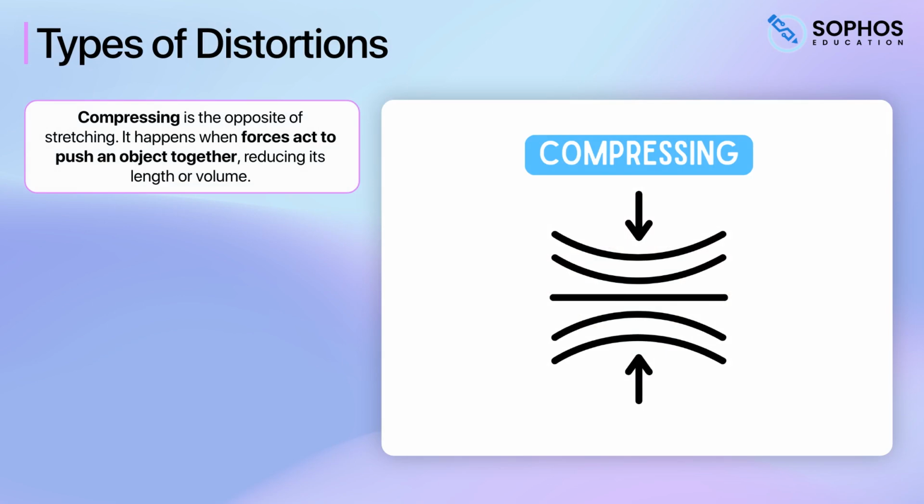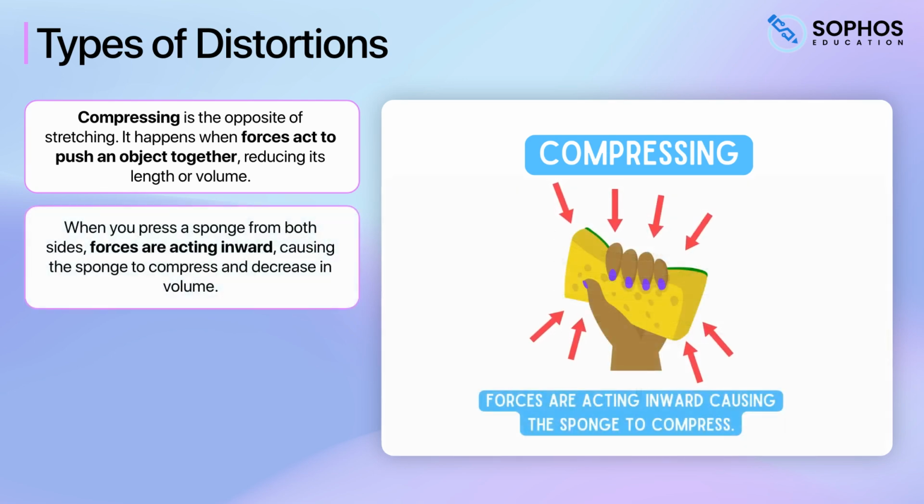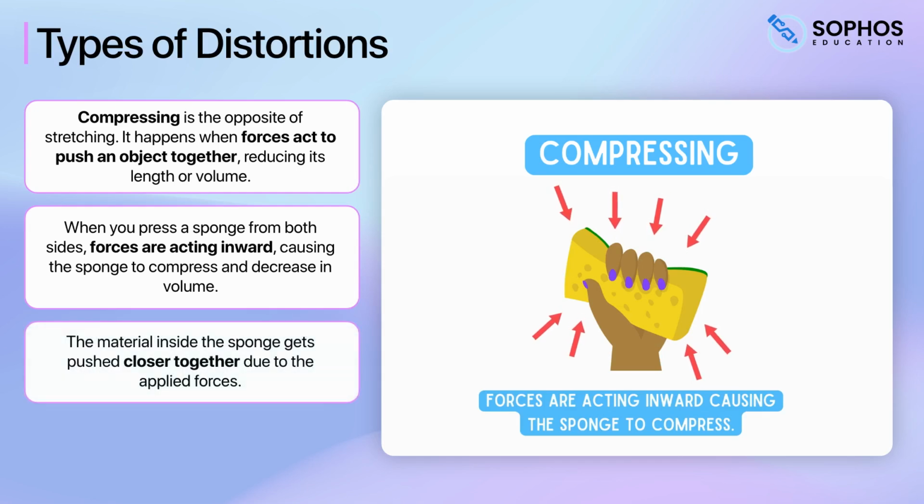Compressing is the opposite of stretching. It happens when forces act to push an object together, reducing its length or volume. Think about squeezing a sponge. When you press a sponge from both sides, forces are acting inward, causing the sponge to compress and decrease in volume. The material inside the sponge gets pushed closer together due to the applied forces.